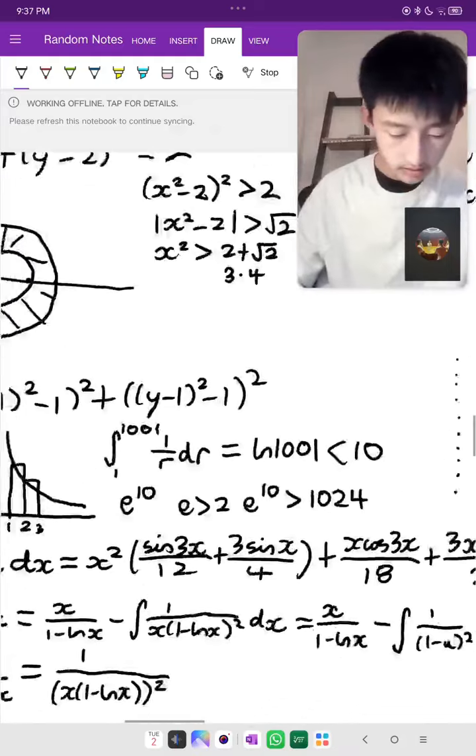Draw sine 1 over x. I've done that before, I'm not going to bother. Differentiate x to the x to the x. Really? Okay. Let's do this then.